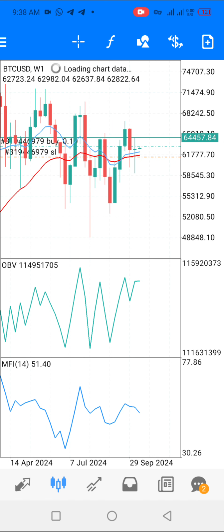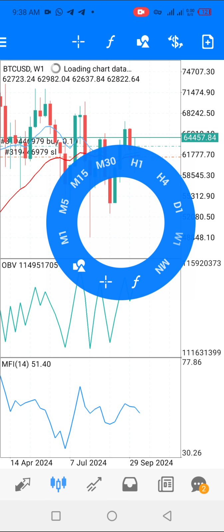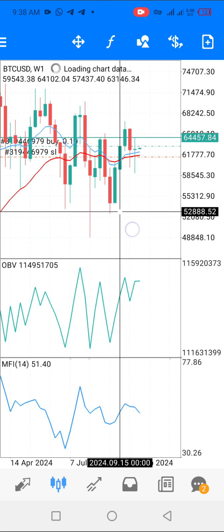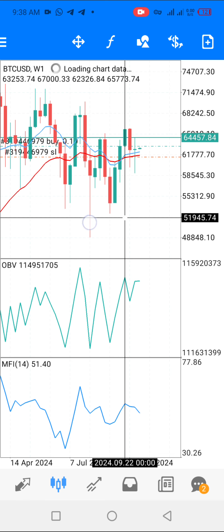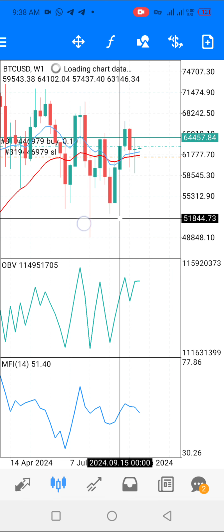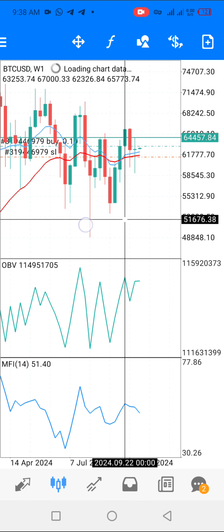On the weekly, we can still see a cross. There is a fresh cross here of our indicators. The blue one is above the red one, but not yet stacking. They are not really stacking and showing an uptrend. We can see the same place where they crossed.